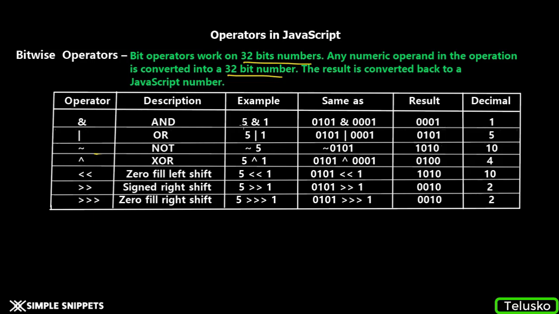So for example, you can see 5 and 1. First, each is going to be converted into its binary form. So 5 is 1 0 1. Then we have the AND operator, and we have 0 0 1. And then we perform an AND operation between them. So it's a logical AND operation, which is a Boolean operation. And then we get the result, which we convert back to decimal form.